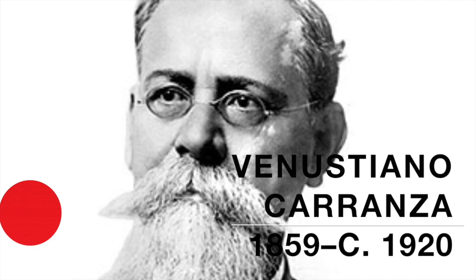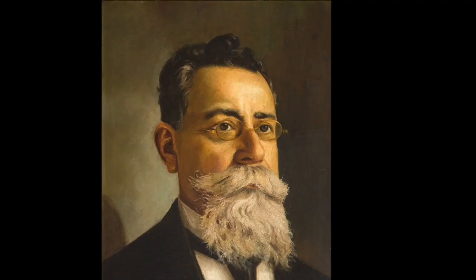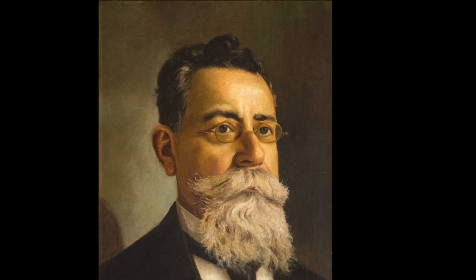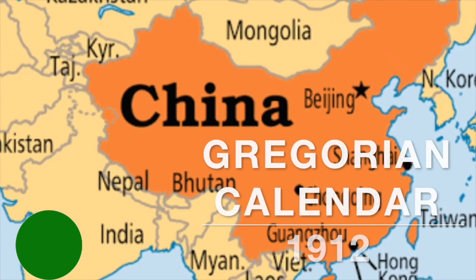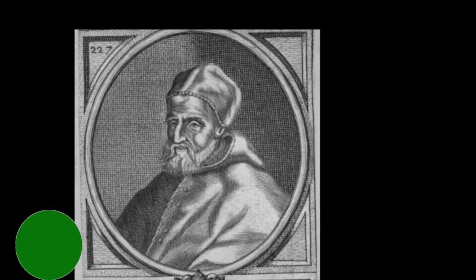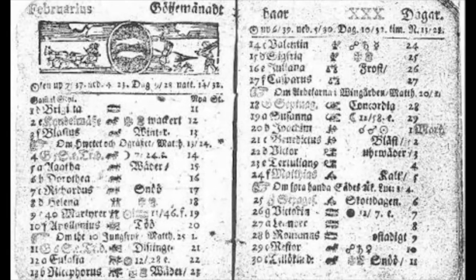Venustiano Carranza was a general and politician. He guided the North Division Army when Villa left, and during his presidency, a new constitution was created. In 1912, China adopts the Gregorian calendar because the Julian calendar did not properly reflect the actual time it takes the Earth to circle once around the Sun.